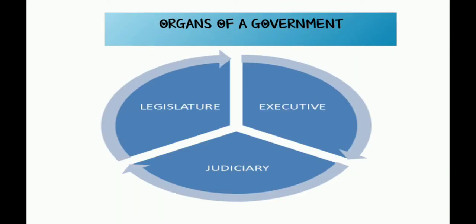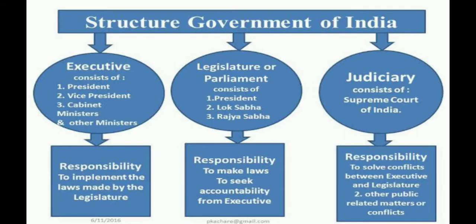Organs of government. It is not possible for a single unit or a single wing to look after a country as vast as India. Therefore, in order to function smoothly and effectively, the government has been divided into three wings. That is, the legislature, the executive, and the judiciary. Now let us look at the structure of the government one by one.